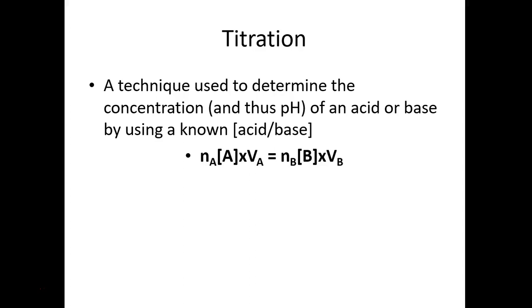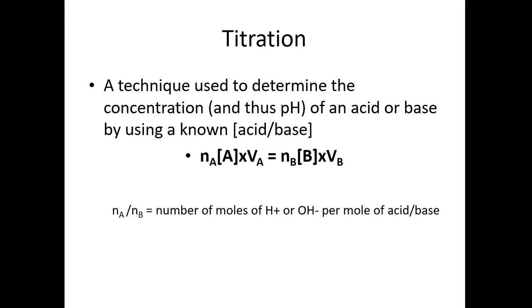And the formula we use is n sub A times the concentration of acid times the volume of acid equals n sub B times the concentration of base times the volume of base. Now, our factors here, lowercase n sub A and n sub B, are the number of moles of hydrogen ions per mole of acid or hydroxide ions per mole of base. So for example, if we wanted to look at n sub A for HCl, every 1 mole of HCl will produce 1 mole of hydrogen and 1 mole of chloride. So n sub A for HCl is 1.